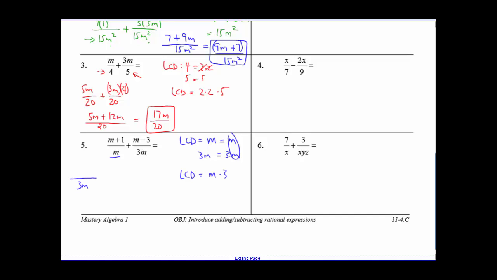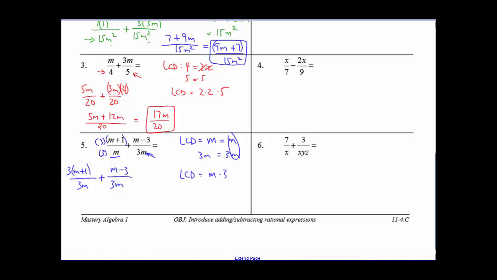So we go over here, we have 3m, we have plus 3m. Okay, so to the left-hand side, we just have an m, so what times m equals 3m? That means we need to multiply a 3, and then we're going to multiply that 3 to the top. So we have 3 times that binomial, m plus 1. And on the right side, we have a 3m. We're only multiplying a 1 to get 3m, so we can leave this as m minus 3.